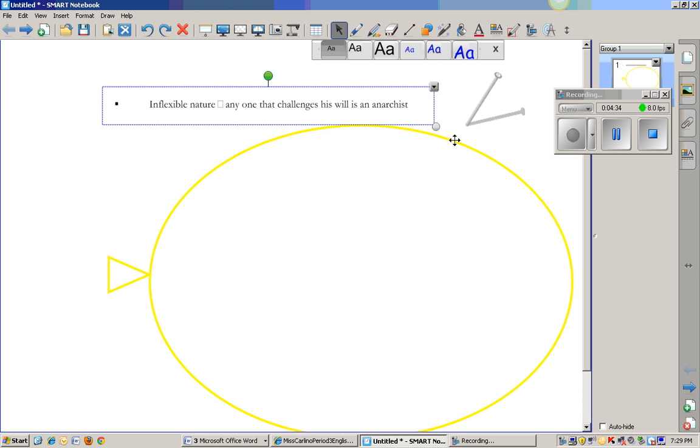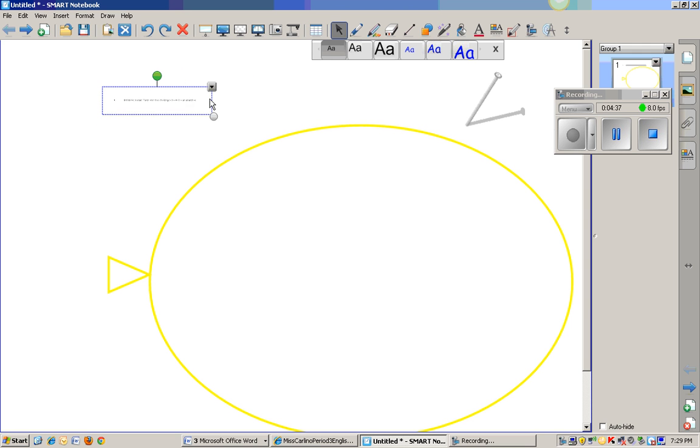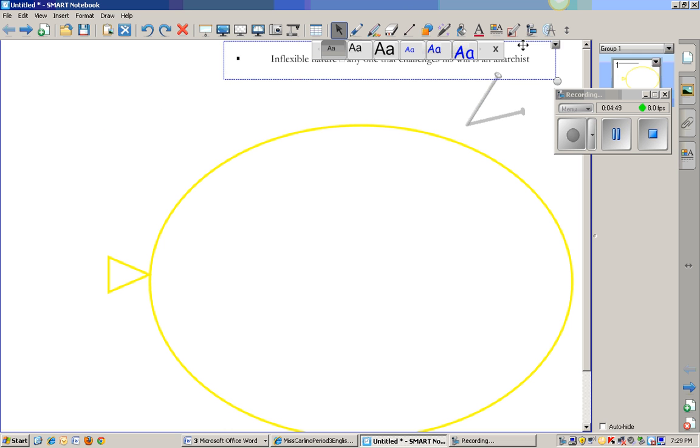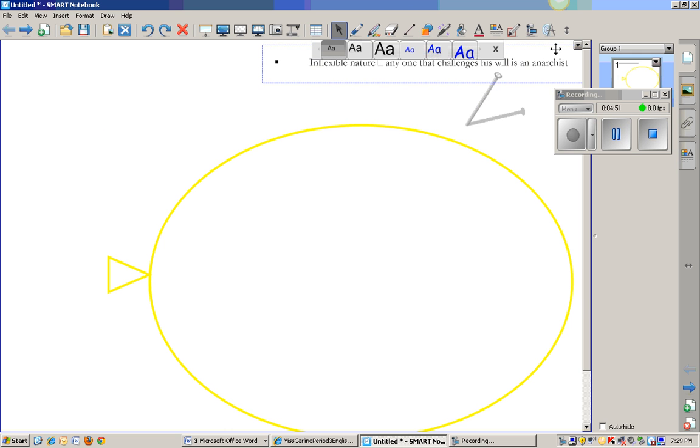Anyone that challenges his will is an anarchist. So you can write your specific example. I'm going to put my little note there, which will obviously be bigger on yours, hanging out up there. Okay, so you can see that. That's where I would put it if I were taking notes with you. I'm just going to make that hang up there.